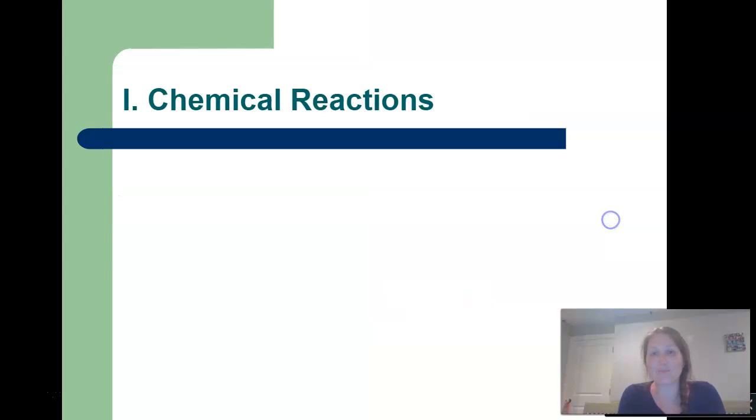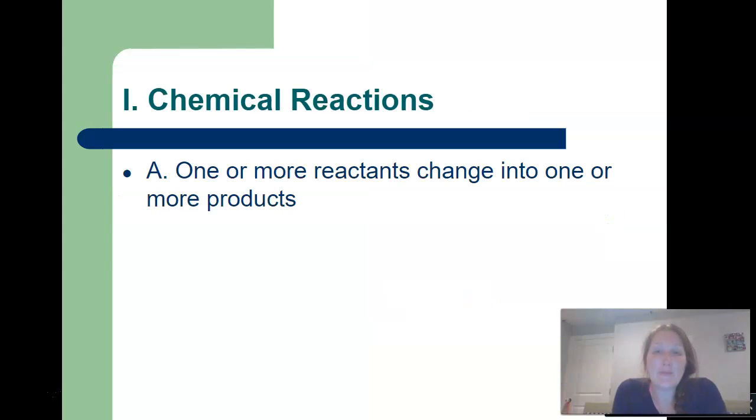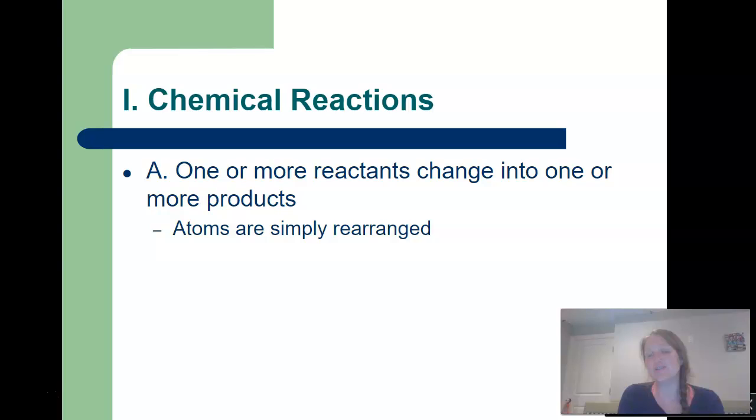It'll all be there. When we look at what a chemical reaction is, we are looking at one or more reactants changing into one or more products. And we are looking at the atoms simply being rearranged. And so, if you have hydrogen to start, you have to have hydrogen somehow in the end. It just might be in a different form.